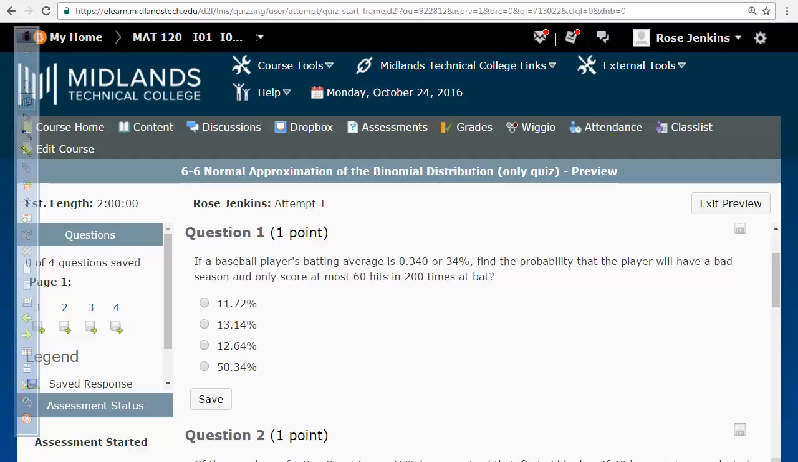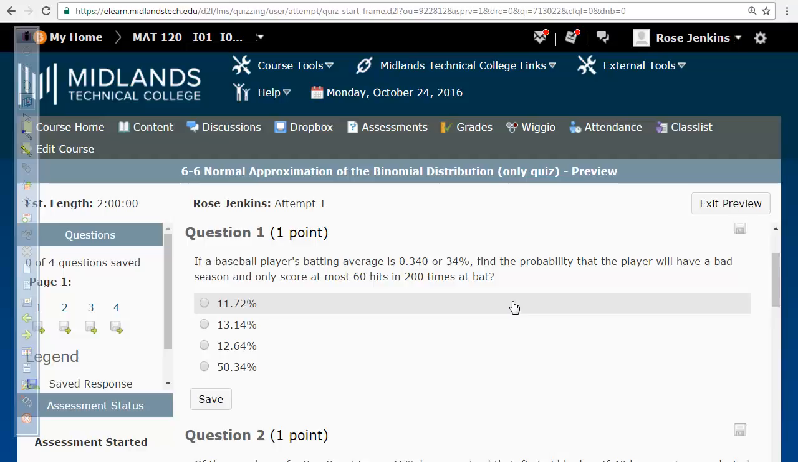Let's take a look at a few problems from the quiz on the normal approximation of the binomial distribution. The first question says, if a baseball player's batting average is .340 or 34%, find the probability that the player will have a bad season and only score at most 60 hits in 200 times at bat.